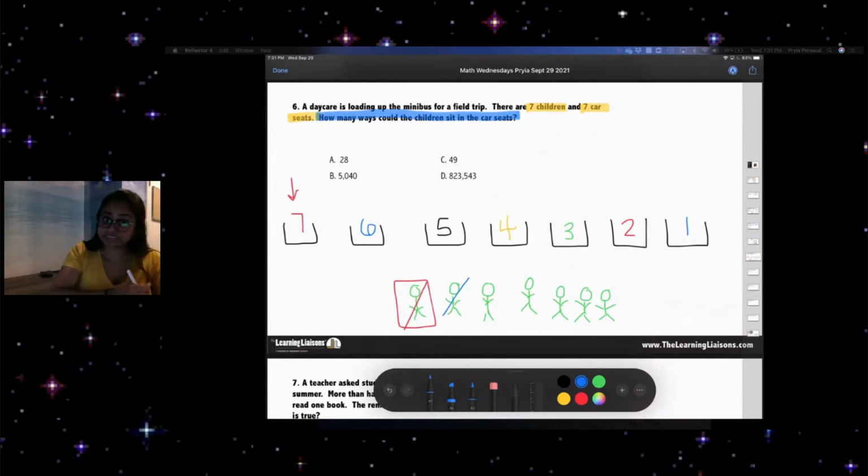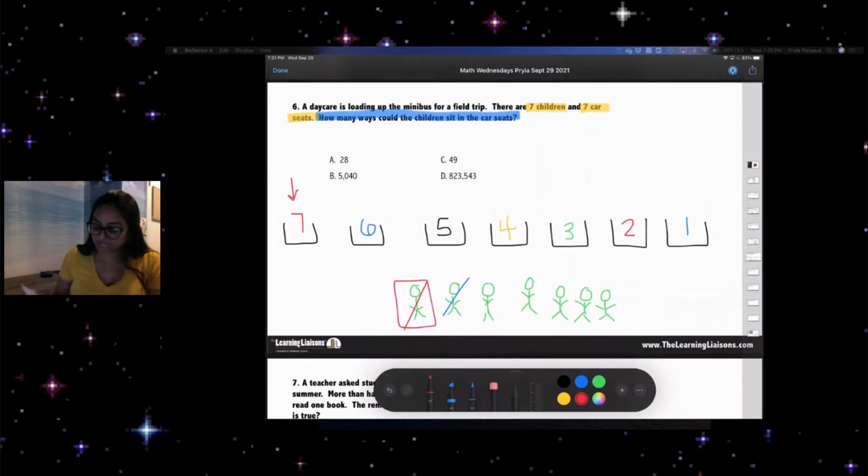But if one child's sitting there, I only have 6 kids left outside. So then I have 6 kids left. Then I have 5 kids. Then I have 4 kids. Then 3 kids. Then 2 kids. Then no one else but the one last kid. Then you got to pick him up and put him in the seat. That's the only way that they can sit there.